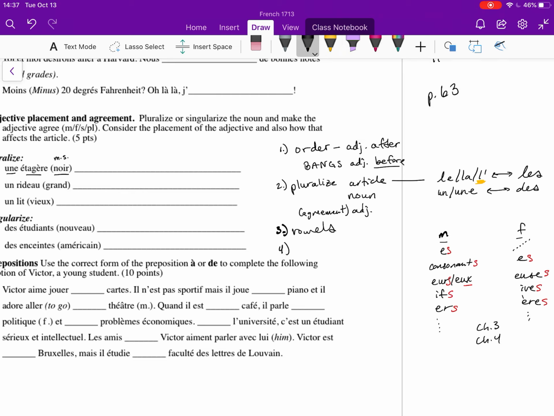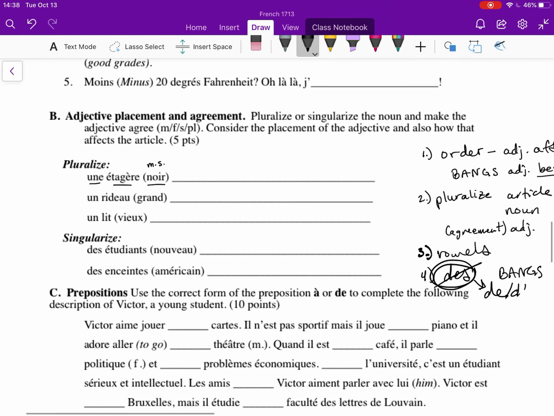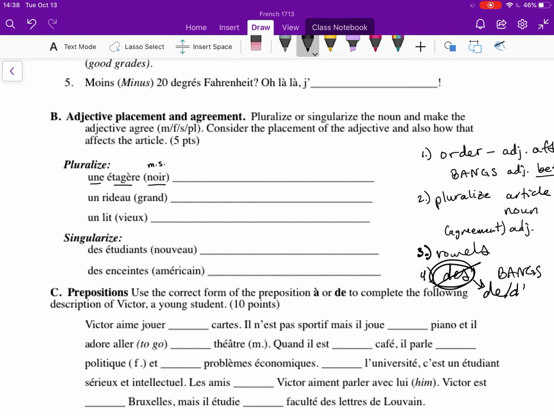Finally, the fourth thing is watching out. If you have de plus a BANGS adjective, which goes before the noun, your des will become de or d'. So for example, let's do this first one first. Une étagère noir. Think about order first. Is noir beauty, age, number, goodness, size, and goes before? Or is it something else and it goes after? It goes after. So we don't have to change the order from where it's written.